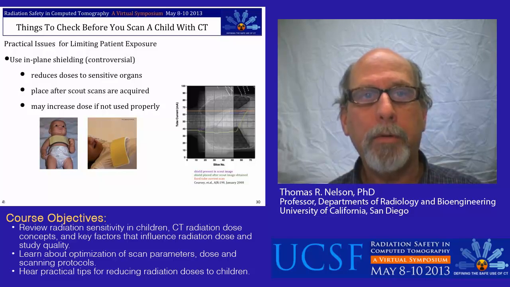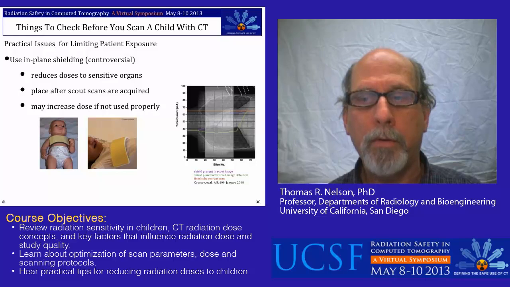So some of the practical issues available for limiting patient exposure is to use in-plane shielding. Now this is somewhat controversial, but it can reduce the dose to sensitive organs, but the shielding can only be applied after the scout views are acquired, and it may increase dose if not used properly. The image on the right shows the orange line, which is a fixed mAs setting for the scan. The green line is the optimized dose modulation as a function of longitudinal position, but the purple line shows what happens if the shield is in place during the localizer images, and you can see there's a significantly higher dose associated with that.